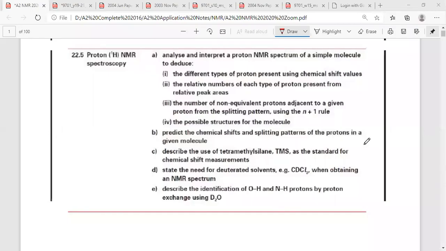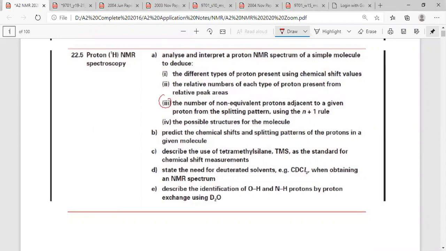Hi guys, today we're going to continue with nuclear magnetic resonance, and we're going to do this part on splitting patterns. Right here, number of non-equivalent protons adjacent. The keyword is adjacent to a given proton.